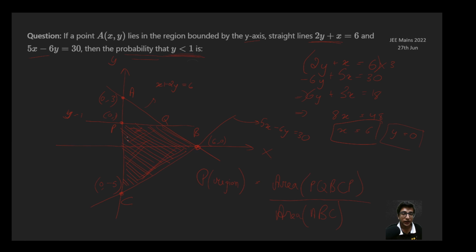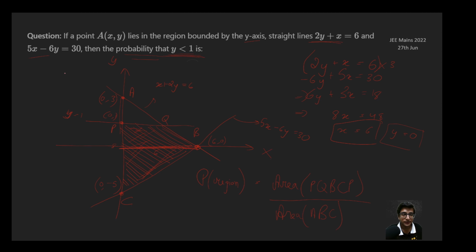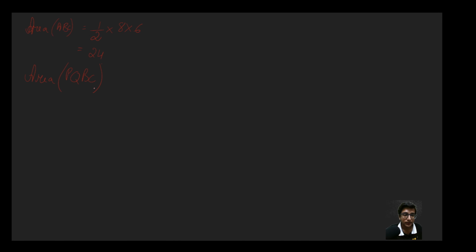So if I find out the areas, it is going to be very simple for me. So first let us find out the area of ABC. It is directly a triangle which has height is equals to 6 and this length is going to be 3 plus 5, which is 8. So my area of this becomes half into base into height, which is nothing but 24.